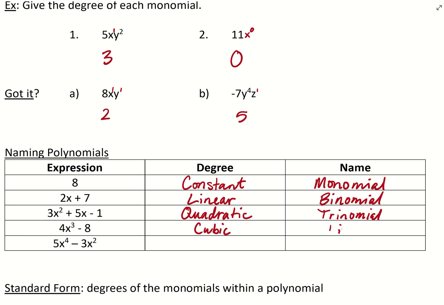Okay, so you may notice a pattern with the binomials, trinomials, monomials. It's essentially just how many different things are added together here. And the last one, 5x to the fourth minus 3x squared. That is a quartic expression. And this one, once again, is a binomial.